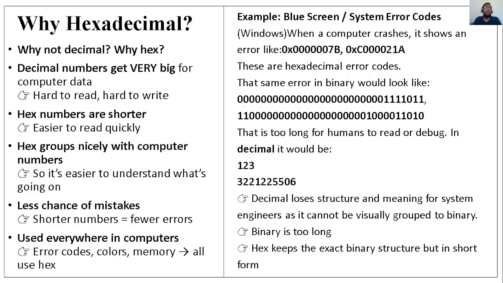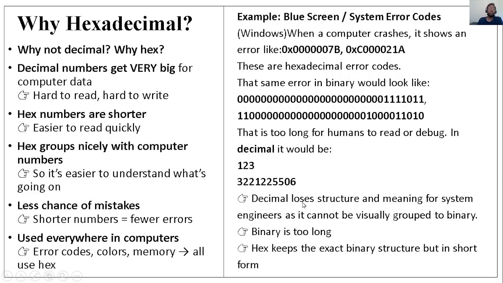Now, when you see an error in your computer system, you get a blue screen error. On the blue screen error, you see similar codes like these, and these are represented in hexadecimal. The same error in binary would be much bigger, so of course it is hard to memorize, and too long for humans to read or debug. In decimal, it would be numbers like 1, 2, 3, but what is the problem with decimal? Decimal loses structure and meaning for system engineers as it cannot be visually grouped into binary. We cannot see what its value will be in binary.